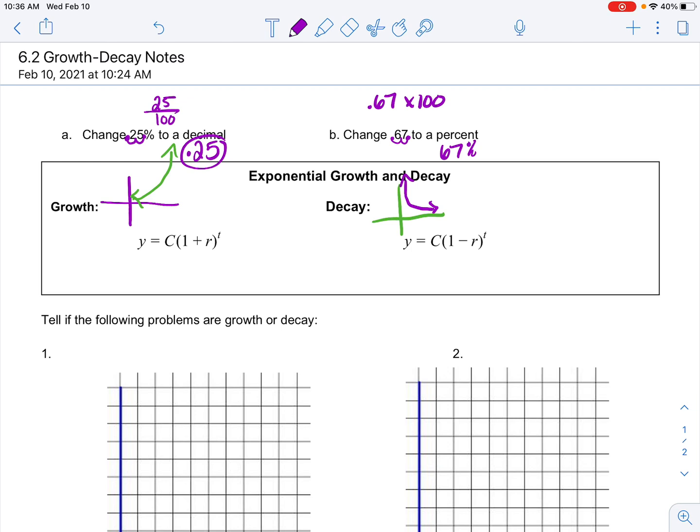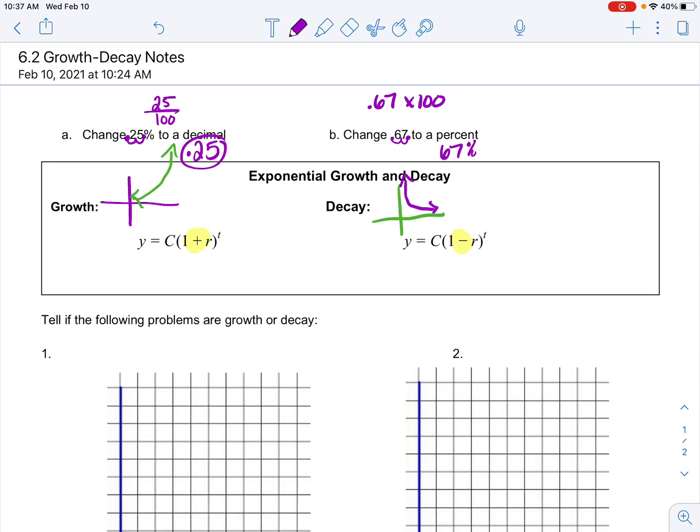Now, the difference in the equations between exponential growth and decay is the sign right here between the 1 and the R. If we're growing, we're going to add the rate to the 1. If we're decaying, we're going to subtract the rate from the 1. The rate would be your percent in decimal. Your percent in decimal form is the rate.